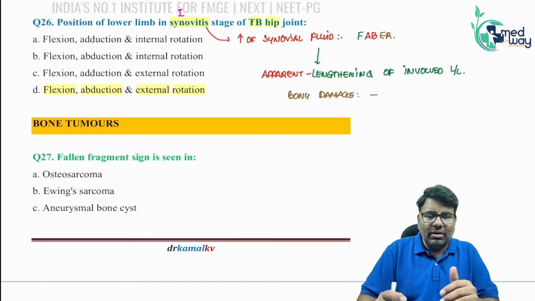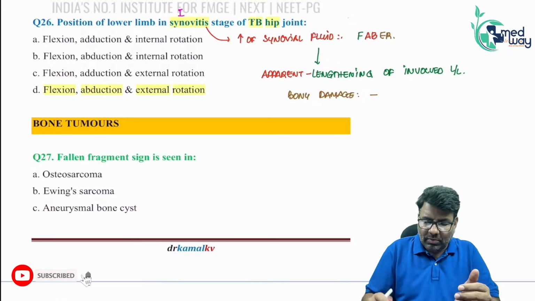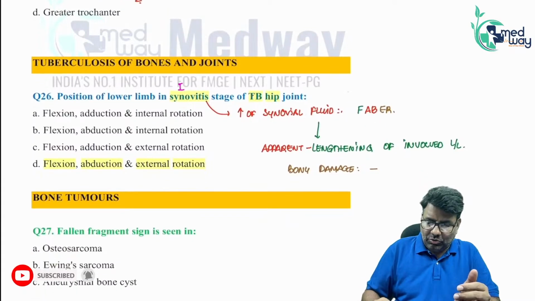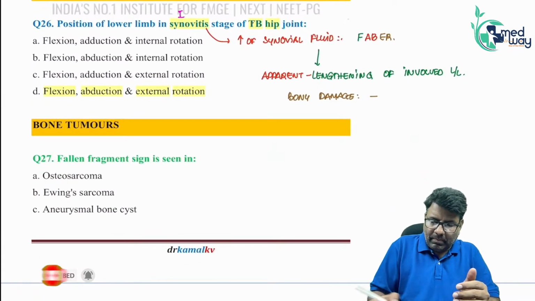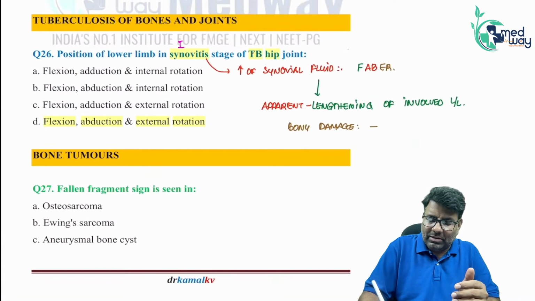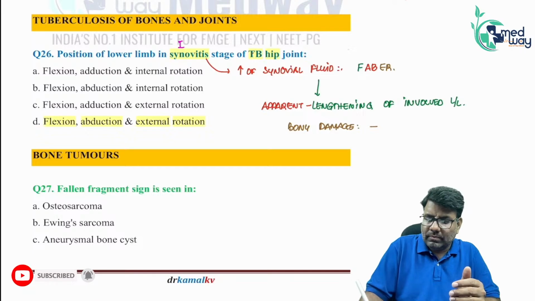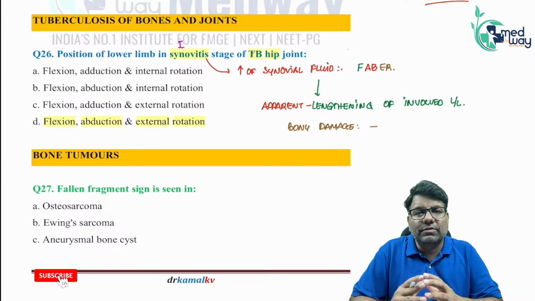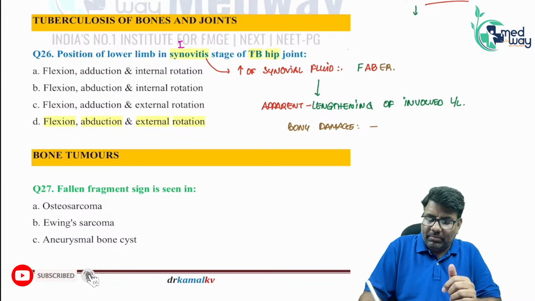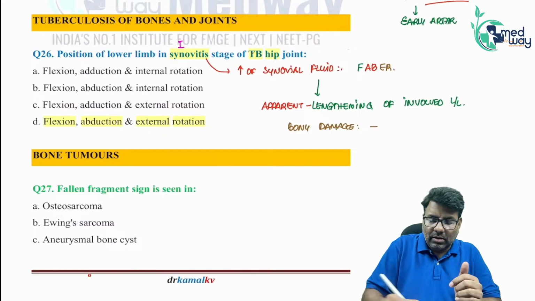The condition from here will progress to stage 2. So in stage 2, what happens? Stage 2 TB hip. Now what will happen here? The joint surface will be involved. So there will be early arthritis. Yeah, so there will be early arthritis.